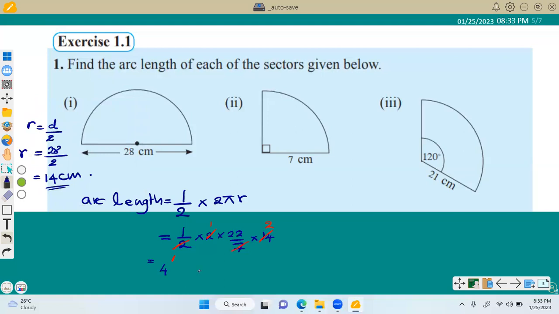centimeters. Okay, please correct your answers. Yes, very good. Next, arc length. Now what is the radius? Tell me.